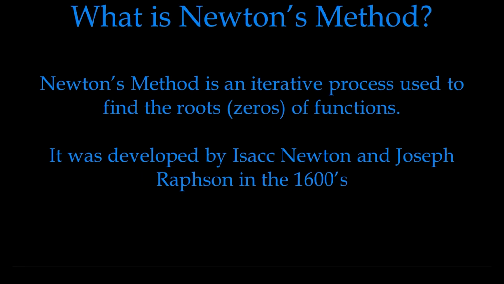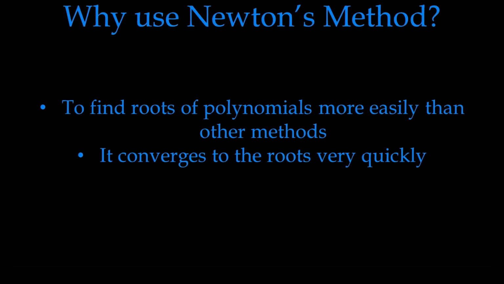What is Newton's method? Newton's method is an iterative process used to find the roots of functions. It was developed by Sir Isaac Newton and Joseph Raphson in the 1600s. Newton was the first to write about it, but he did not publish his works until after Joseph Raphson, around 1670.